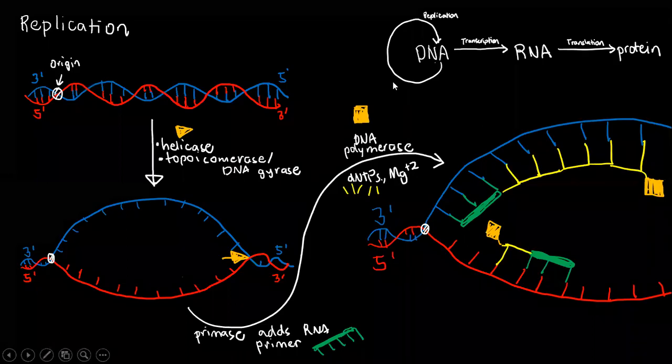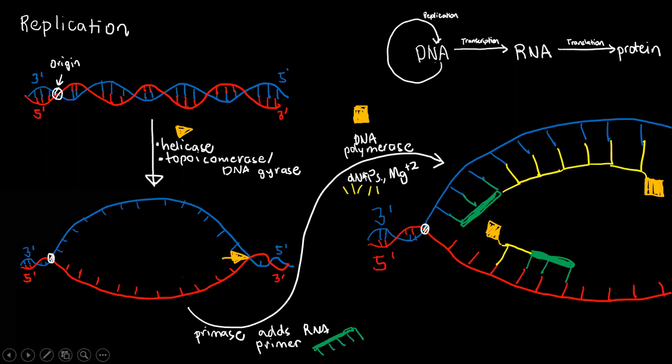I will be discussing here the first of the three major steps of the central dogma, which is replication. If you've watched my overview of the central dogma, you may recognize this diagram right here. And replication is basically this process wherein we start from DNA and then we end with DNA.